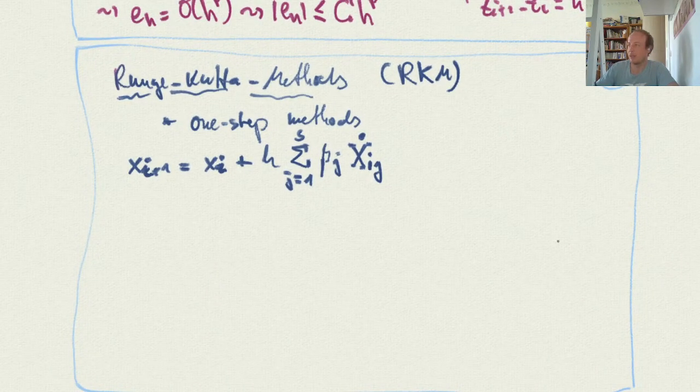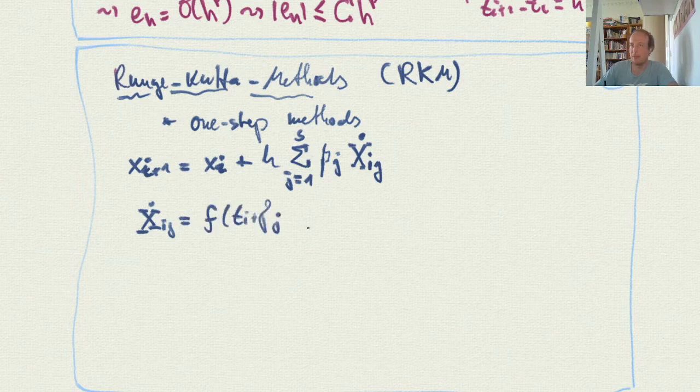Okay, shall I write them down here completely? Okay, I can. So these xi_j dot are defined as f of t_i plus gamma_j, xi_j, and this needs to be defined for all of these j, where j ranges from 1 to s.